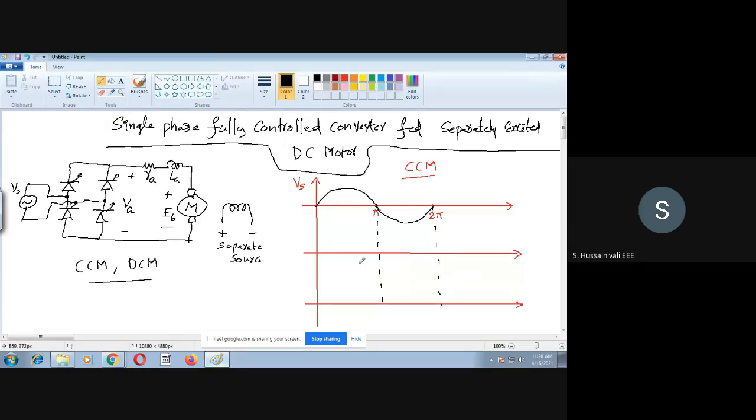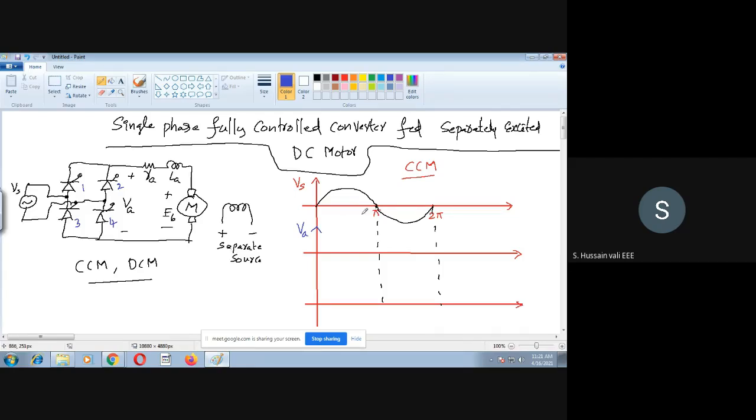Now we will draw the waveform for VA. So what is the waveform for VA? VA is nothing but the output voltage of the converter. We are discussing continuous conduction here. So please see this now. I'm just giving the numbering like this. Four thyristors are there: 1, 2, 3, 4, I'm giving here.